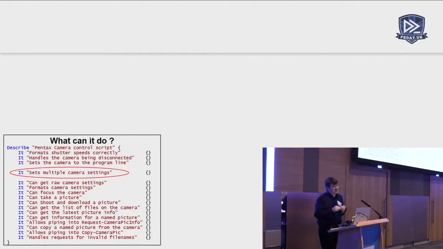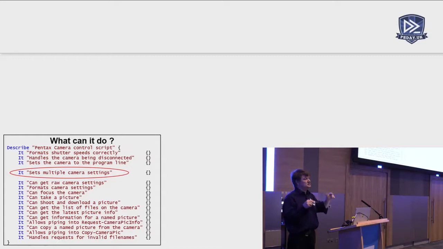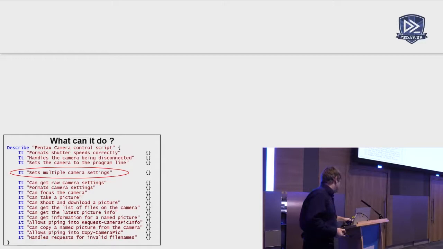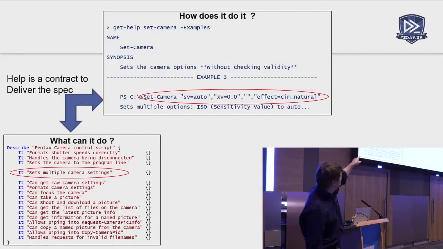So here, again, is a photography one. I wrote some stuff to use the HTTP API that my camera implements, because, you know, you do photography, you do PowerShell, why wouldn't you do some of the projects I take on. So here's a spec of what it can do, and this is just my Pester test rolled up. You can see one of the things it can do is set multiple camera settings. Well, okay, how does it do that? Here's my example that says set these settings on the camera.